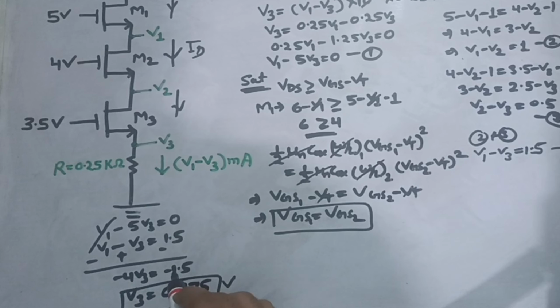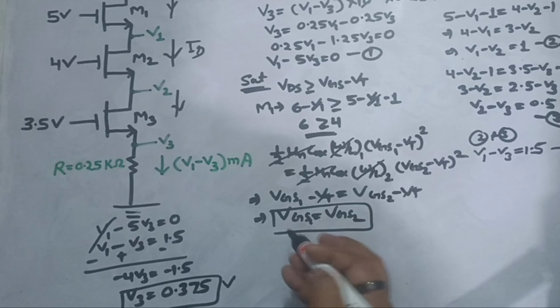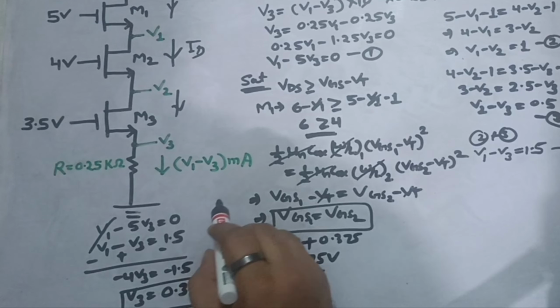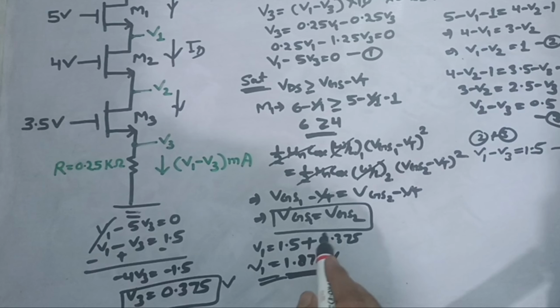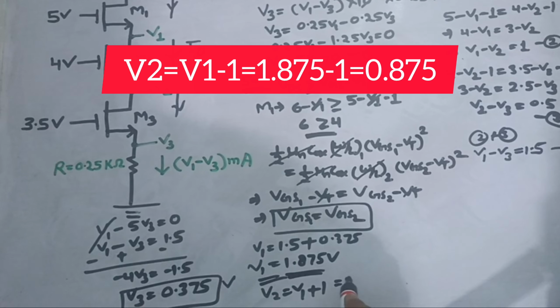So I can get V1 also from equation 4. If I keep the V3 value in equation 4, I can get V1 equal to 1.5 plus V3, and V3 we have calculated 0.375. So V1 will be 1.875 volt. This is V1. Now V1 also we have gotten, so we can get V2 from equation number 2. V2 would be equal to V1 plus 1. V1 we have calculated 1.875. If I add 1 here, V2 will be 2.875 volt. So now we have gotten all the values V1, V2, V3. So we can simply get to know the region of operation for all these three.